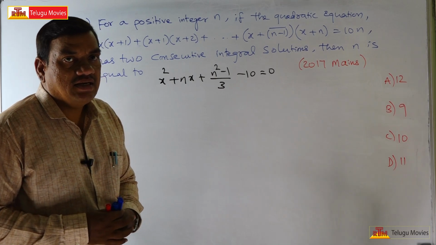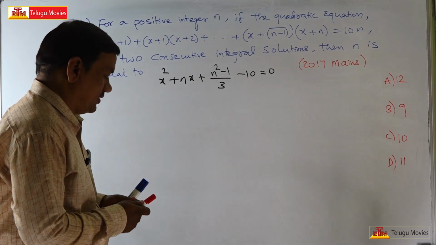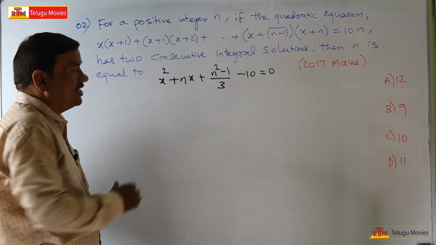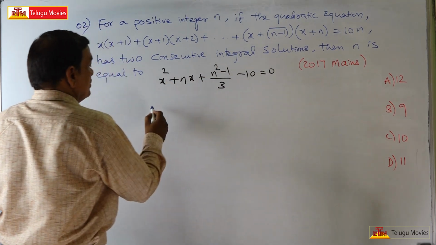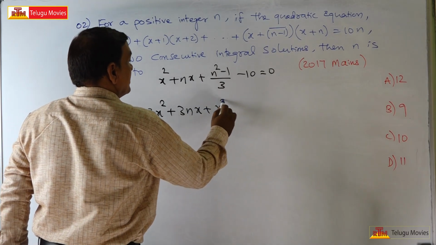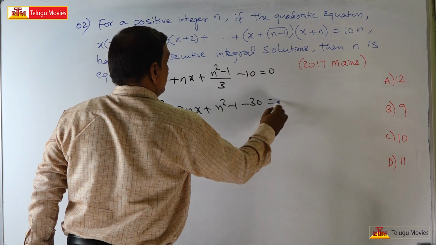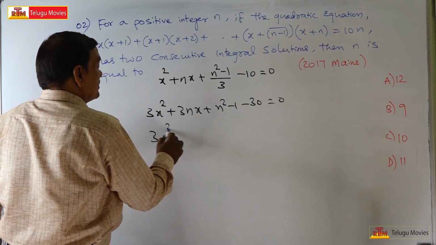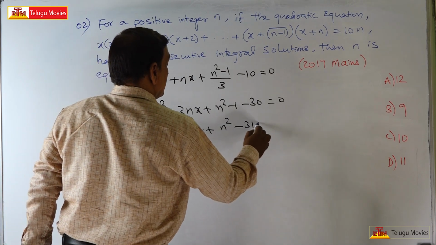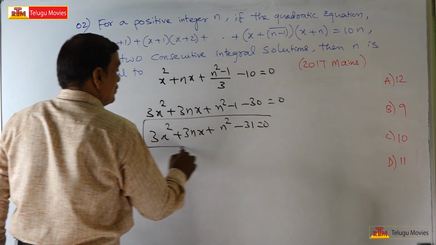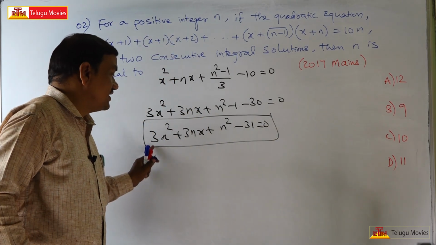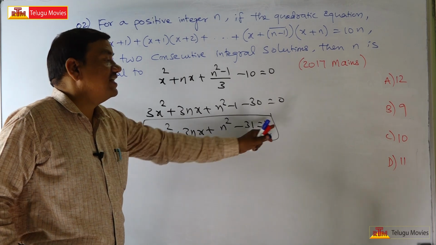Dear students, let us continue the solution. So, here what I will do now, here a denominator 3 is there, no? So, multiply with 3. So, this is equal to 3x square plus 3nx plus n square minus 1 minus 30 is equal to 0. So, 3x square plus 3nx plus n square minus 31 is equal to 0. This is a required quadratic equation, that is ax square plus bx plus c is equal to 0.